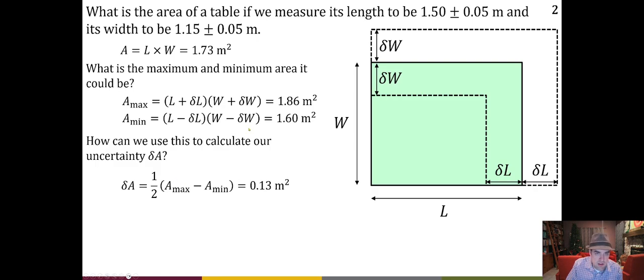So the biggest area, that's the 1.86, minus the smallest, 1.60, and we divide that by 2, gives us our uncertainty of 0.13 meters squared. And we got these significant figures by following our rules. So the area is 1.73 plus or minus 0.13 meters squared. And that is how we calculate the uncertainty in an equation.